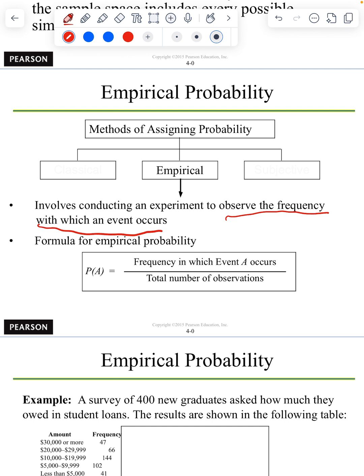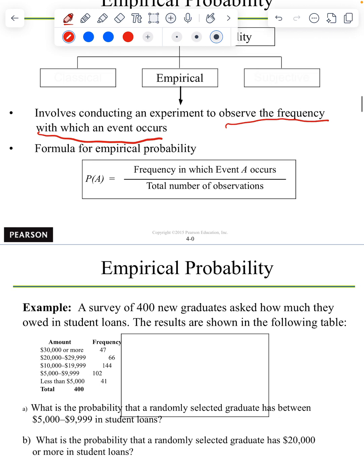Sometimes, for example, businesses will have trackers or counters where they count and observe how much traffic they may have during a business at certain times of the day. Realtors during open houses track how many times people come and look at the home during open houses. So you look at the frequency in which the event occurs over the total number of observations.